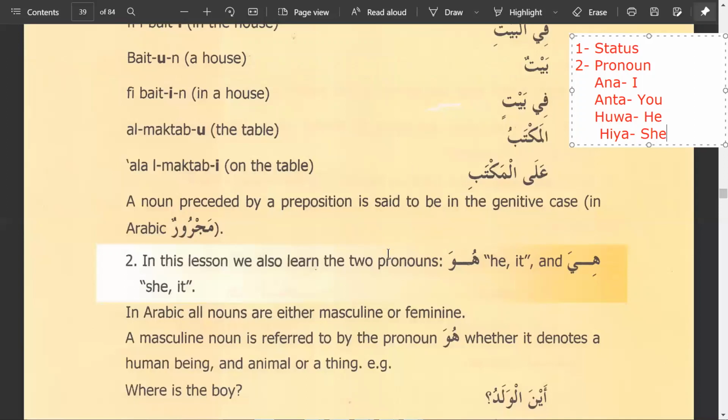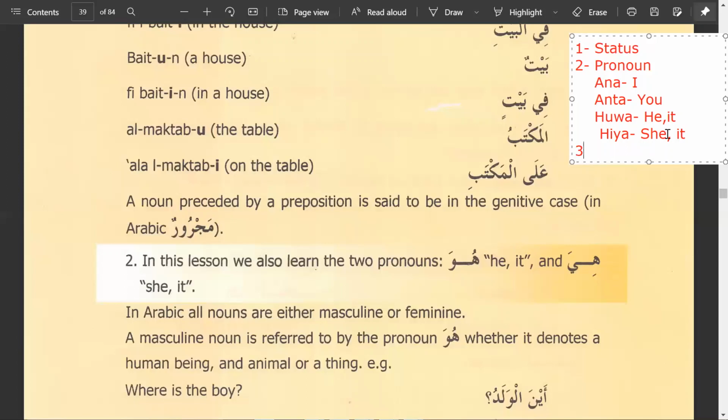What else did you learn? You also learned that Arabic nouns are either masculine or feminine. So hua pronoun is a masculine pronoun and hiya is for feminine. Hiya is for she or it. Hua is for he or it. Okay. Hiya is for she or it. Okay. And what else did we learn?